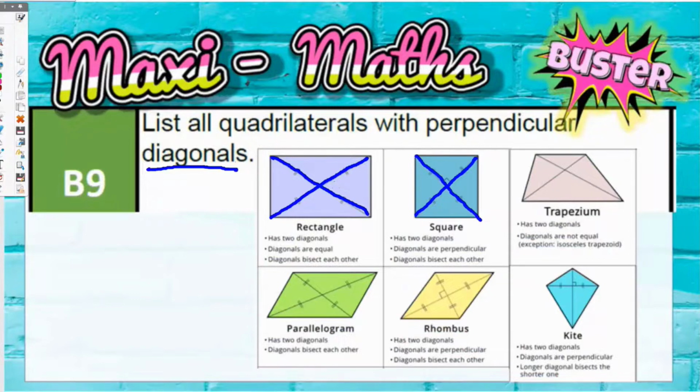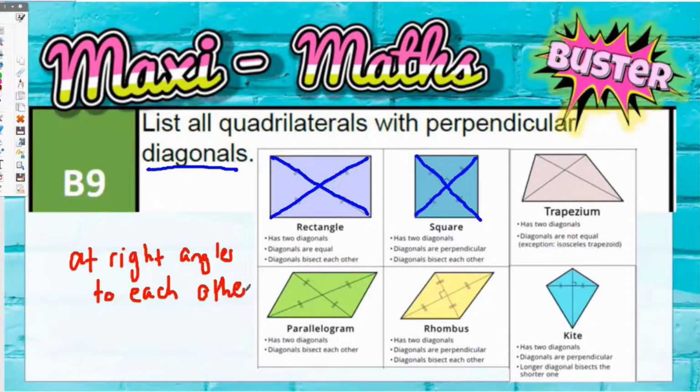Now, the word perpendicular basically means at right angles to. So the two diagonals need to be at right angles to each other, or in other words, make a right angle. So if we look at the diagonals on all the shapes, if we can see any right angles, then they have perpendicular diagonals. So let's go through them.